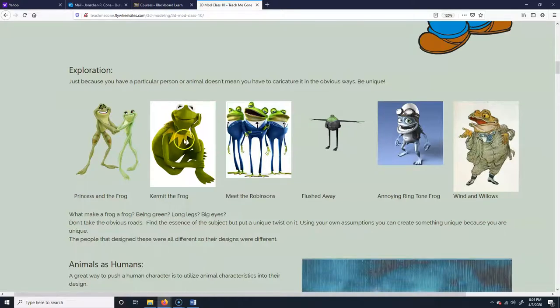If I was going to do a frog, right? Don't give them really long legs. Maybe give them small legs. That would be different. You know what I mean? Don't take the obvious route, because that's not novel. That's been done a million times. Do something that's different. That's what's going to separate your designs from other people.